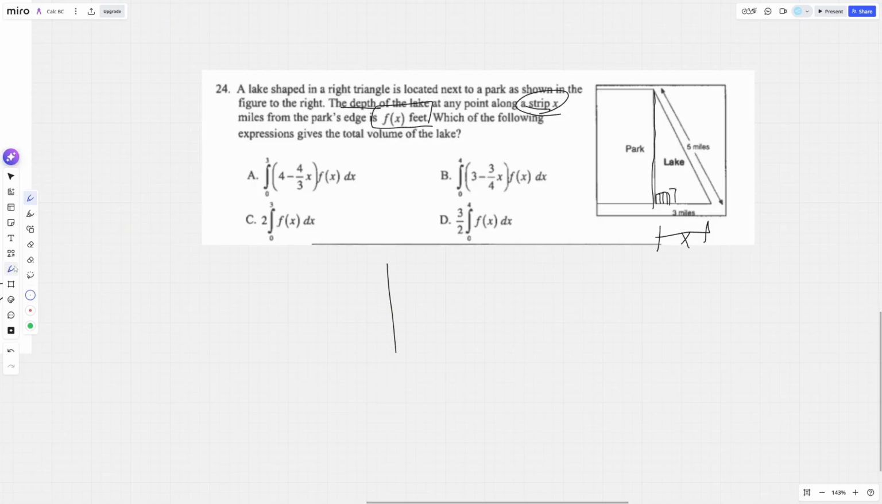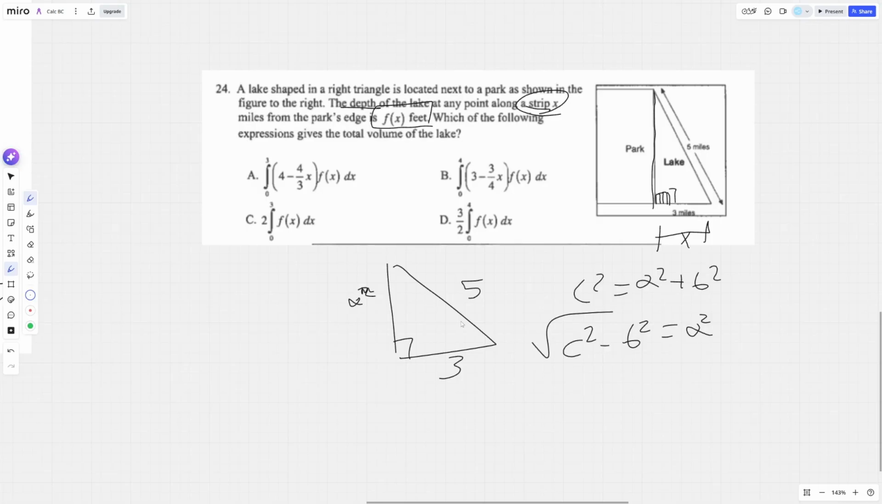So we have this right triangle that has a hypotenuse of 5 and a side length of 3. And by the Pythagorean theorem, we know that c squared is equal to a squared plus b squared. Let's say this is our a squared. So we have c squared minus b squared is equal to a squared. Take the square root of both sides. c squared is 25.